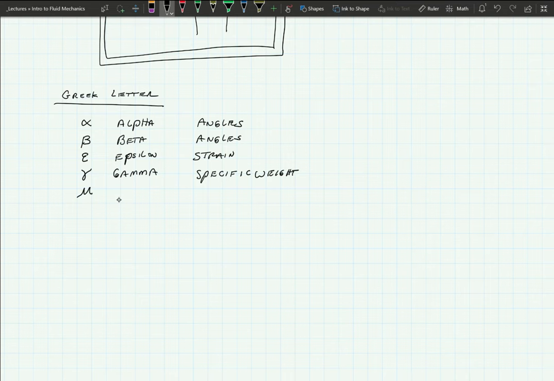Mu looks like a big U. Actually, I'm going to do that just a little better. So technically, it's more like this. And that one is... then we have nu.